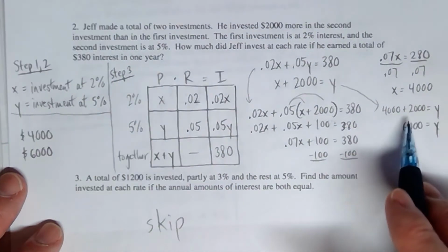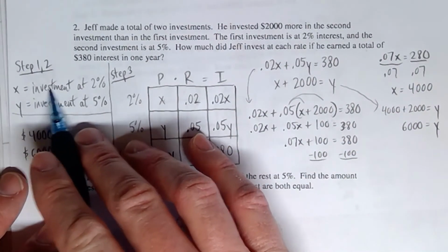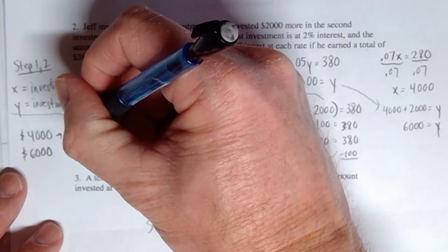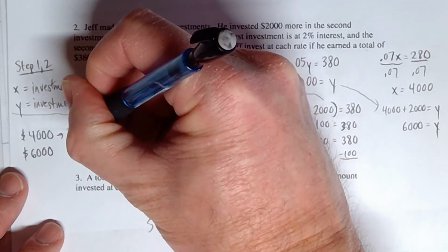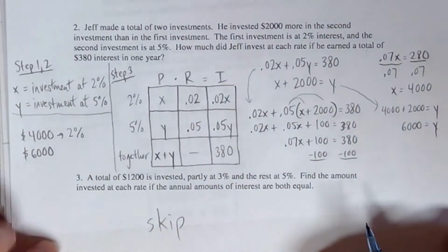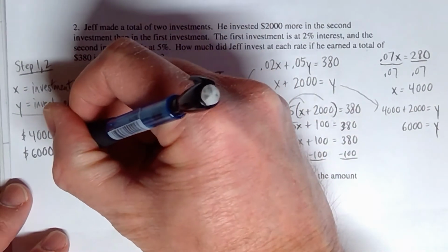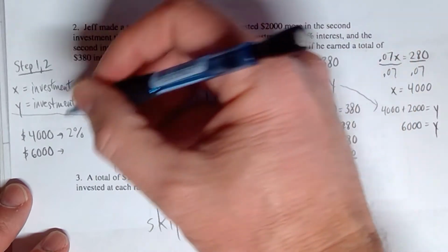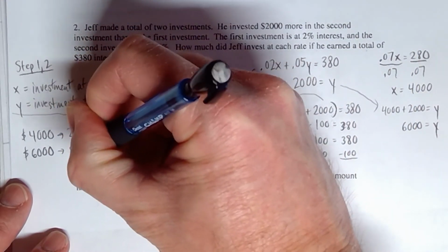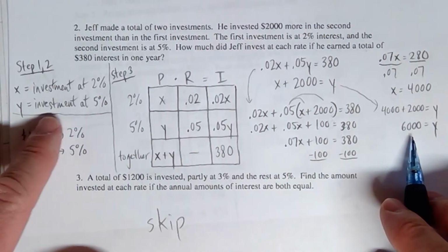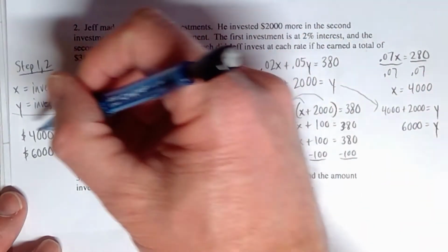Okay, the 4,000 was the X, and since that's the investment at 2%, you don't have to write out that whole thing there. Just say 2% for short, and I'll know that you're referring to the 2% investment. The 5% is the 6,000 then, because the 6,000 was the Y, and the Y is the 5% investment.